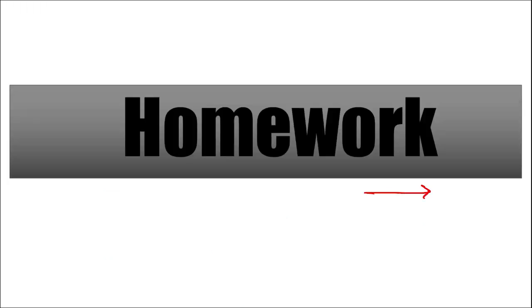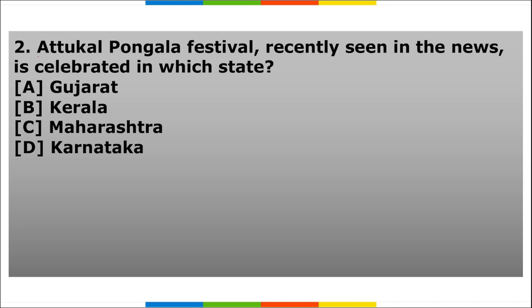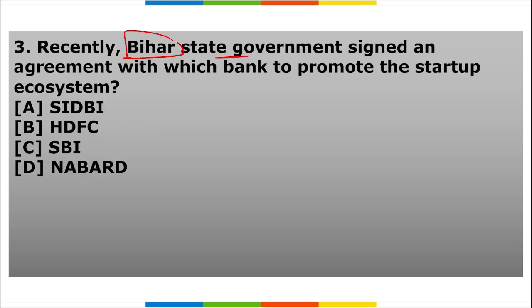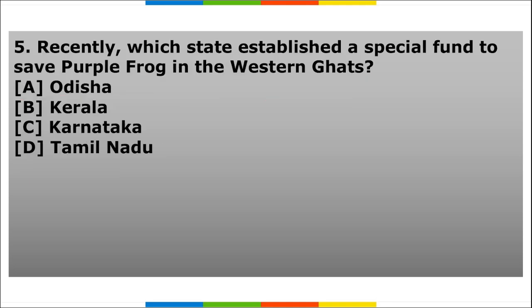Next is our homework section. First, the Dharma Guardian exercise recently in news is conducted between which 2 countries? Second, the Attukal Pongala festival recently seen in news is celebrated in which state? Third, recently the Bihar state government signed an agreement with which bank to promote the startup ecosystem? Fourth, Solar Energy Corporation of India has successfully commissioned India's largest battery energy storage system in which state? We just saw this today. Fifth, which state established a special fund to save the purple frog in the Western Ghats?